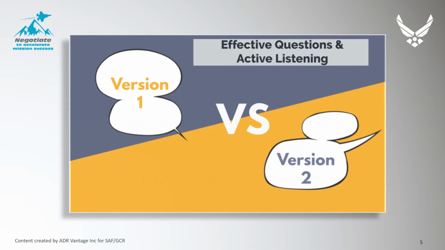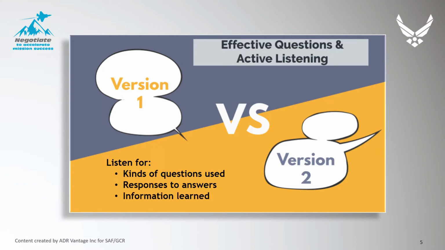I'm going to play you two versions of a conversation between Airman Lewis and her second-line supervisor about a project she's been assigned but is late in delivering. Listen for three things. One, the kind of question that you hear in each version. Two, what the second-line supervisor says or asks in response to the answer he gets. And three, what the supervisor learns.